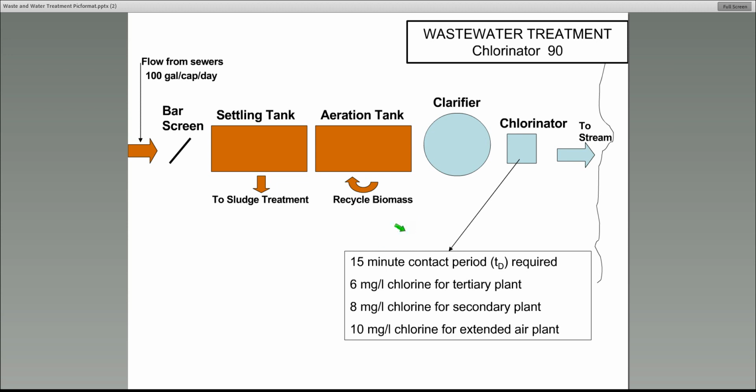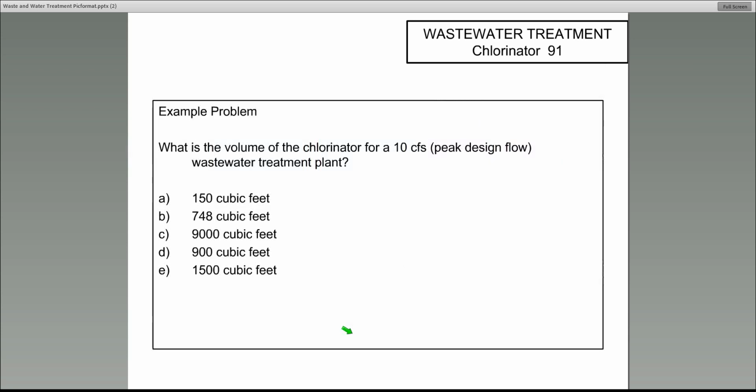If it goes to a tertiary plant, you'd only need 6 milligrams per liter of chlorine because the water will be real clean going in. For a secondary, it's usually 8. This is how much chlorine you add: 6 milligrams for a tertiary, 8 for a secondary, and 10 for the extended air. And what is the volume of the chlorinator for a 10 CFS peak design flow wastewater treatment plant?